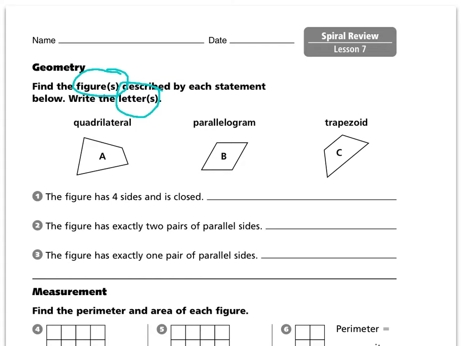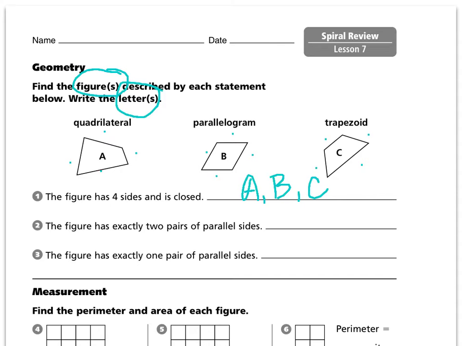The figure has four sides and is closed. So looking at all of these, I can count the sides, and I know that each shape has four, and if I look at them, they're all closed. There's no openings. So I'm going to write A, B, and C. Remember when you make a list to use commas.